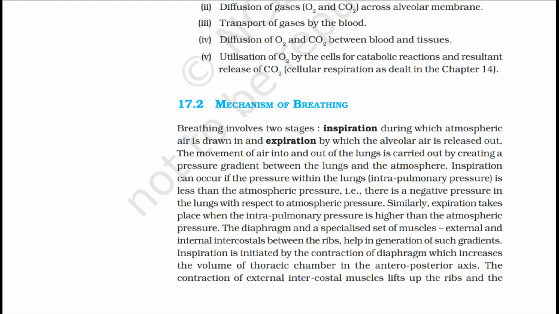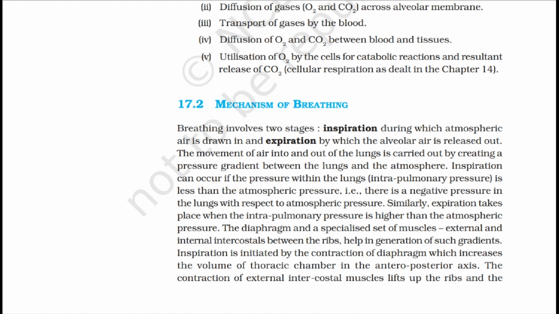Breathing involves two stages: inspiration, during which atmospheric air is drawn in, and expiration, by which the alveolar air is released out. The movement of air into and out of the lungs is carried out by creating a pressure gradient between the lungs and the atmosphere. Inspiration can occur if the pressure within the lungs, intrapulmonary pressure, is less than the atmospheric pressure, i.e., there is a negative pressure in the lungs with respect to atmospheric pressure. Similarly, expiration takes place when the intrapulmonary pressure is higher than the atmospheric pressure.